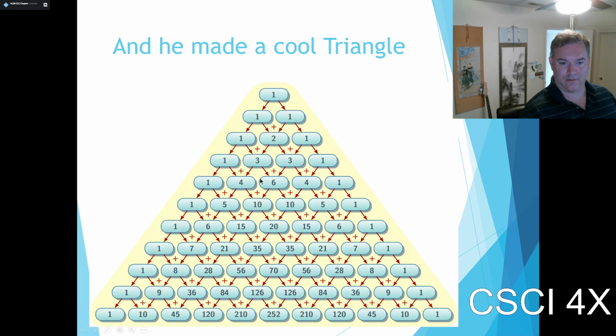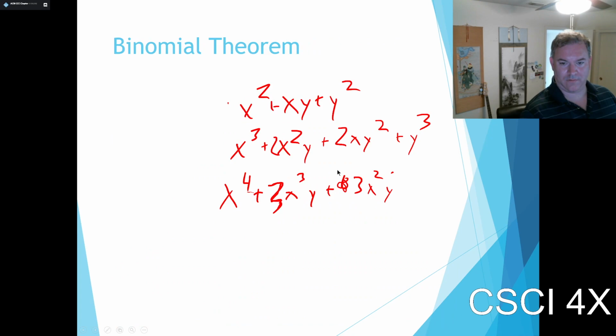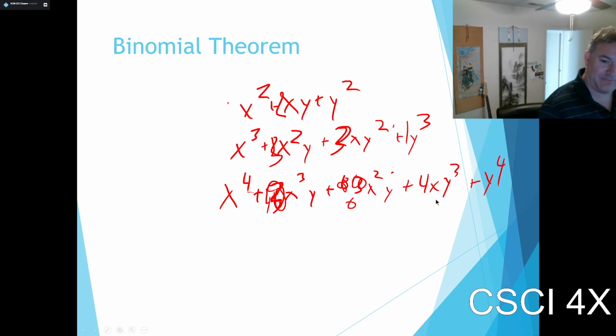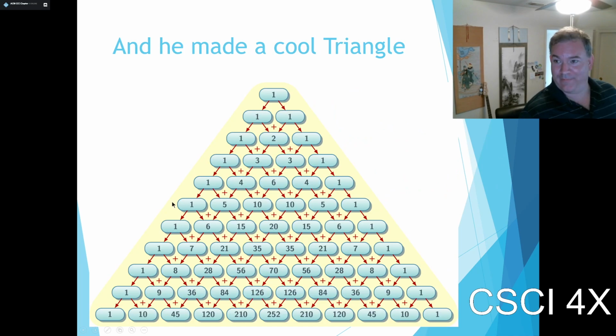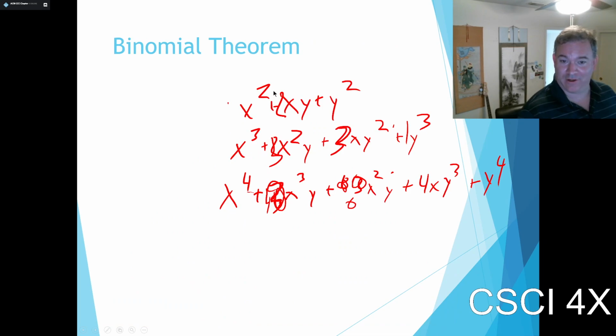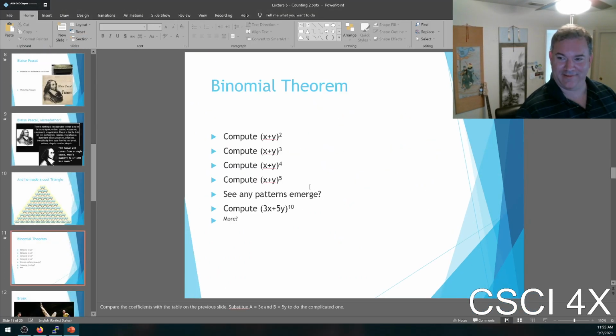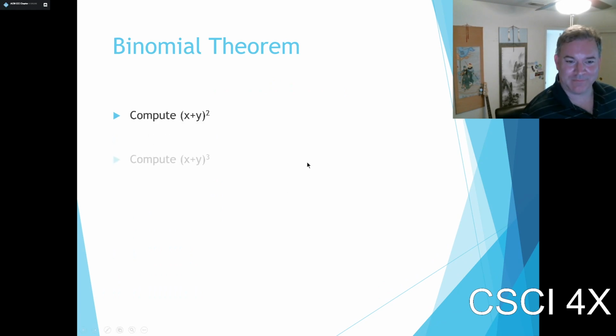2, 3. What's going on here? Damn it, it's 3, 3, 1. Yeah, don't listen to me. 4, 6, 4xy cubed plus y to the fourth. Okay, if you weren't paying attention, what I'm doing is writing down the coefficients off Pascal's triangle. But I screwed up the beginning here, so my future ones got messed up as well.